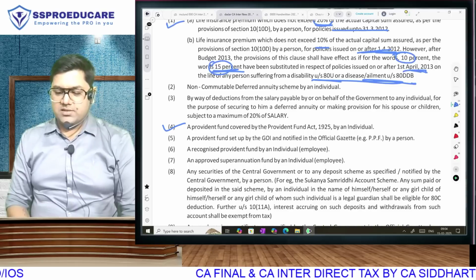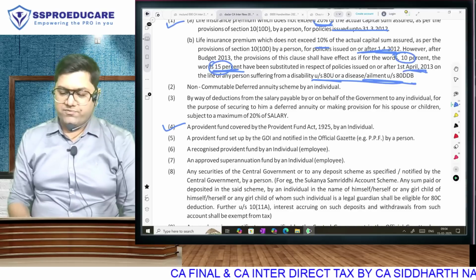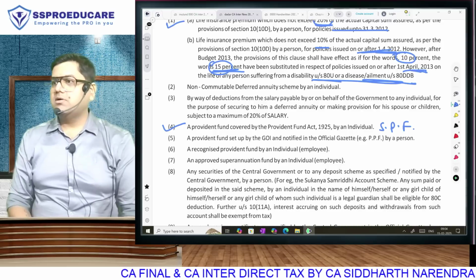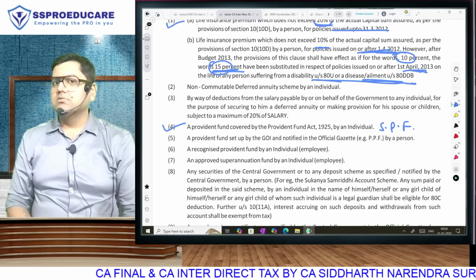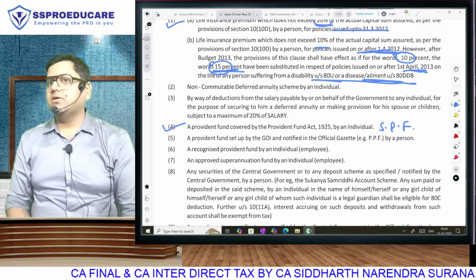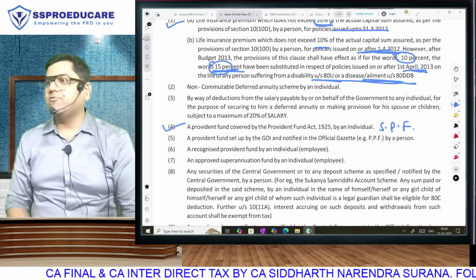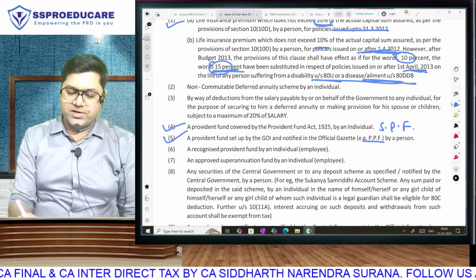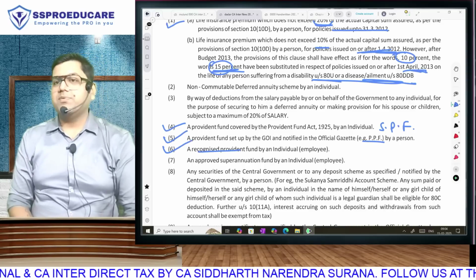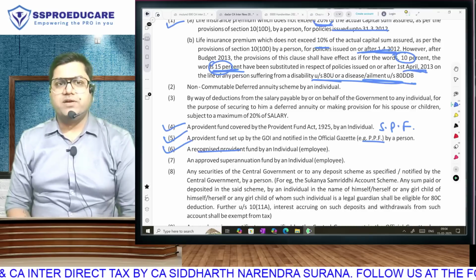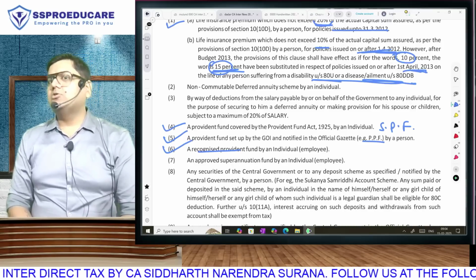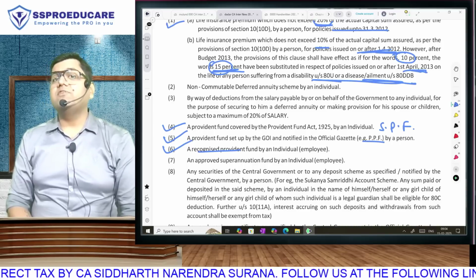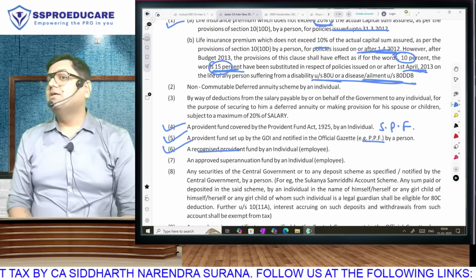Provident fund covered under the Provident Fund Act. We call it statutory provident fund. Government employees take birth to enjoy life. SPF. Any contribution to SPF, own contribution, allowed deduction. Any contribution to PPF, allowed deduction. Any contribution to RPF, allowed deduction. There were 4 types of provident funds. Out of 4, there was only one which was not eligible. Unrecognized provident fund. The remaining 3 were eligible.